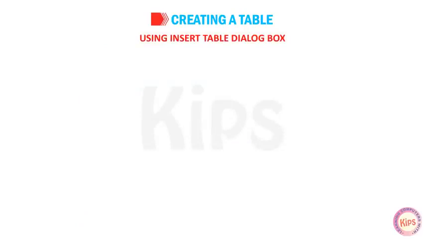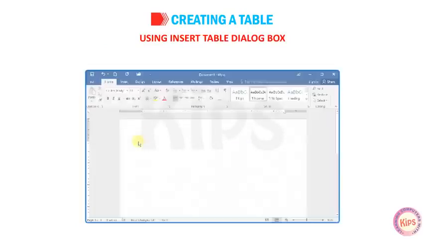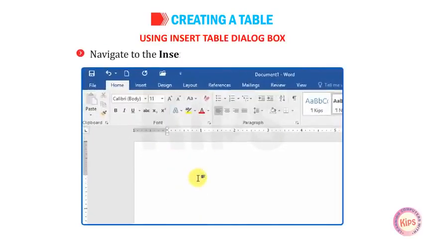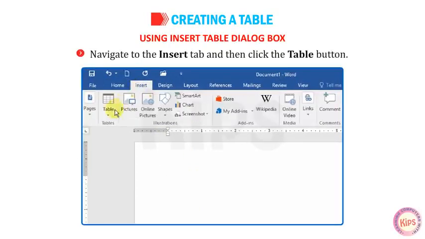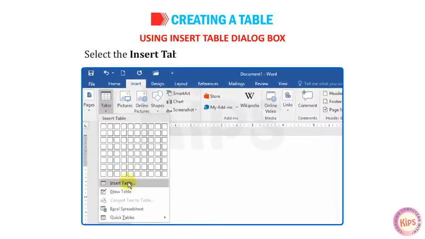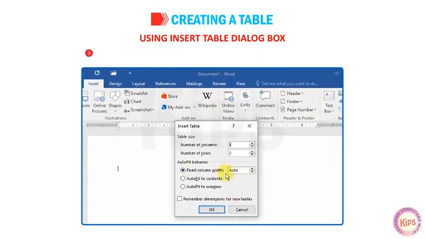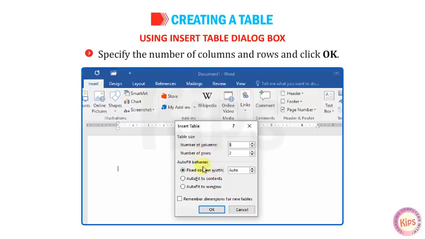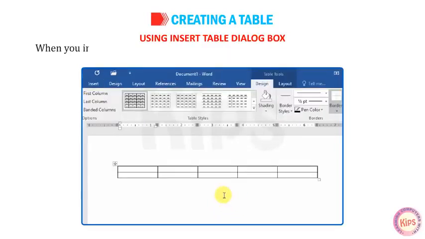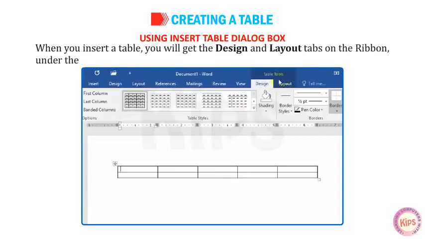Let's learn to insert tables using Insert Table dialog box. Navigate to the Insert tab and then click the Table button. Select the Insert Table option from the drop-down menu. The Insert Table dialog box appears. Specify the number of columns and rows and click OK. When you insert a table, you will get the Design and Layout tabs on the ribbon under the Table Tools.